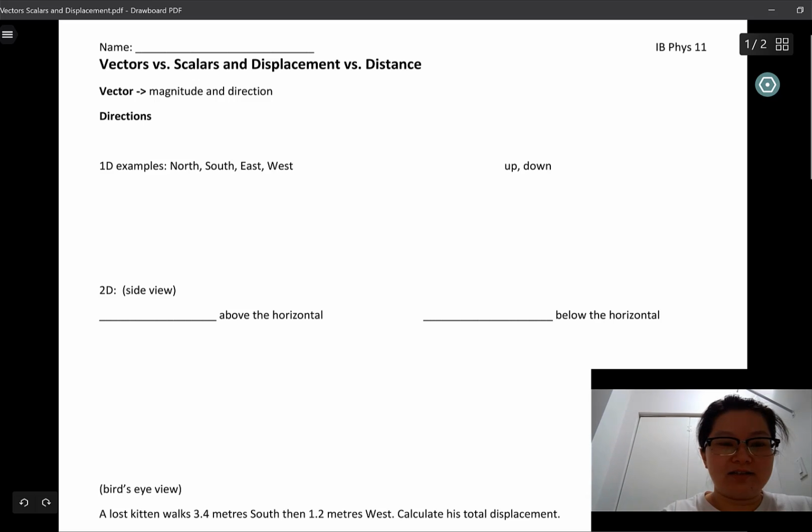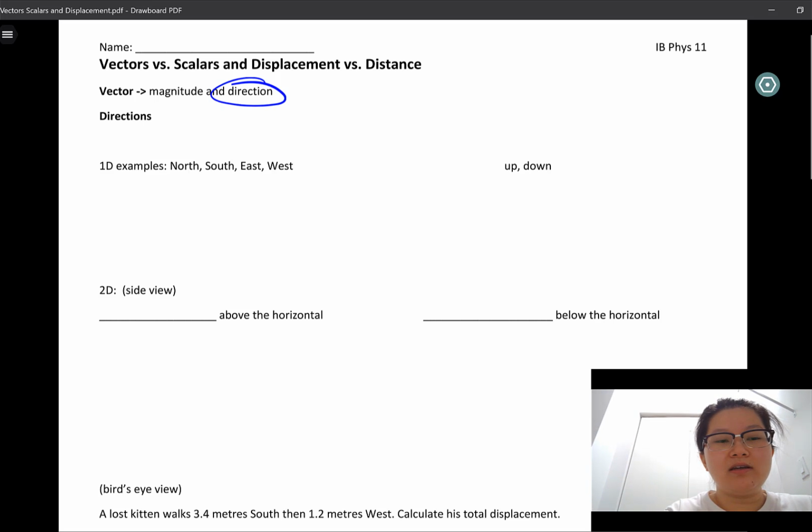So we know what a vector is. A vector not only has magnitude, but it also has direction. In 1D, and in this course you're going to be seeing a lot of 1D and 2D examples, usually we would say something like 2 meters west, or 3 meters north, south, east. This is really looking at a kind of bird's eye view.